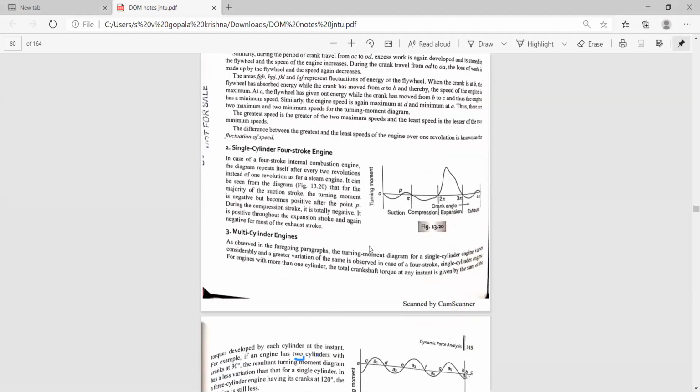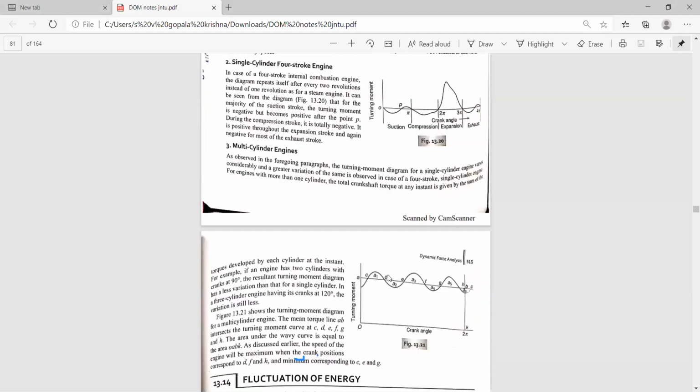Now going to take multi-cylinder engines. For multi-cylinder engines, we plot the diagram of turning moment, T versus theta, crank angle. Just observe that T versus theta. For multi-cylinder engines, they take only one revolution.